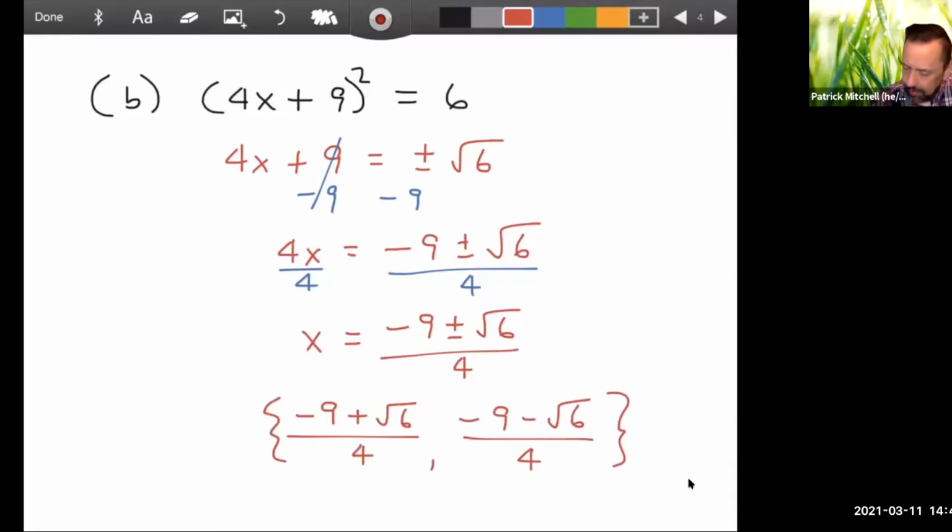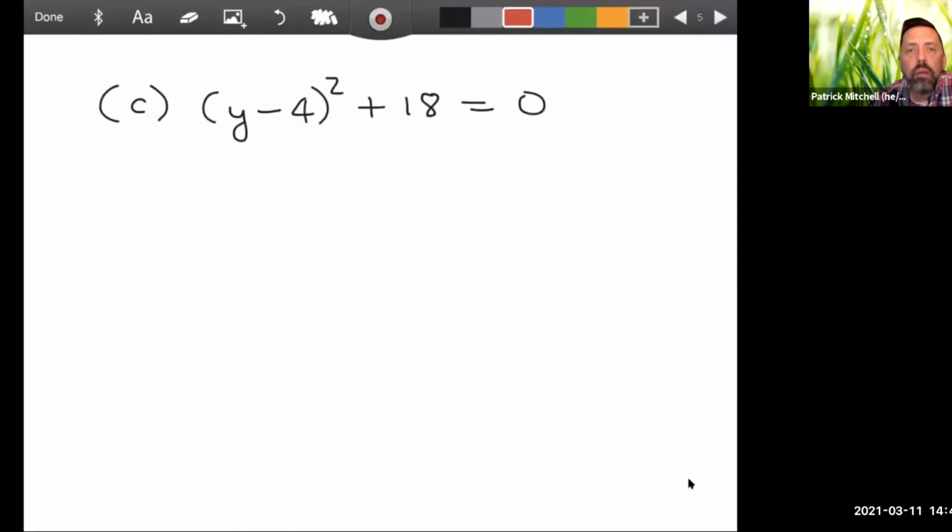All right, next example. The square of y minus 4 plus 18 equals 0. So remember what I said at the beginning of part A. The first step is to isolate the expression that's being squared. So in this case, we have to start by subtracting 18 from both sides. And that's going to give us the square of y minus 4 equals negative 18.